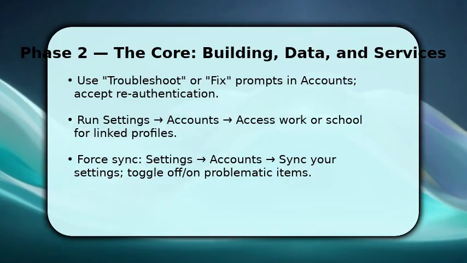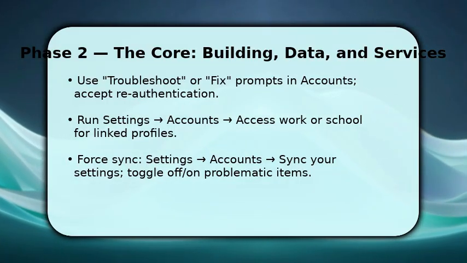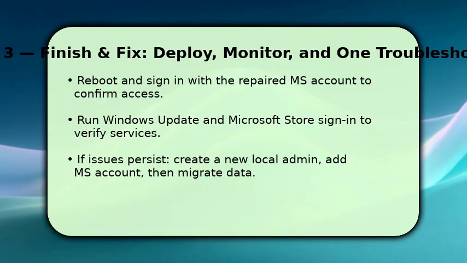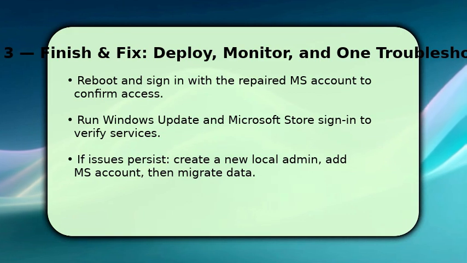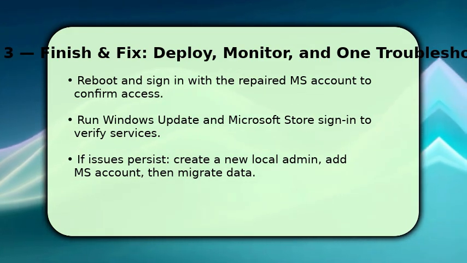If sign-in fails, remove the account and re-add it. This recreates local credentials and often fixes corrupted tokens. Finish by rebooting and signing back in to confirm everything works. Check OneDrive, Mail, and Store. Make sure Windows Update is current because missing patches can block authentication.